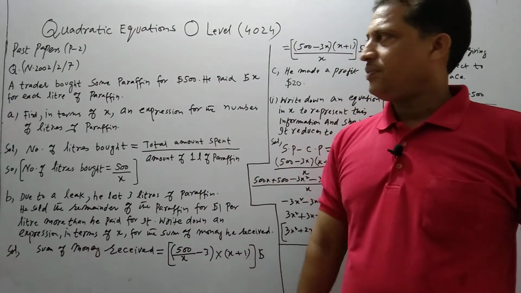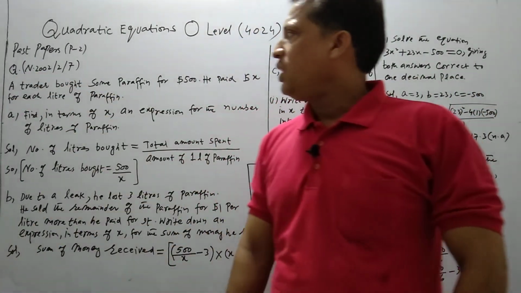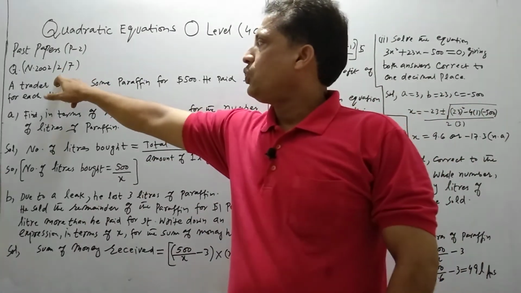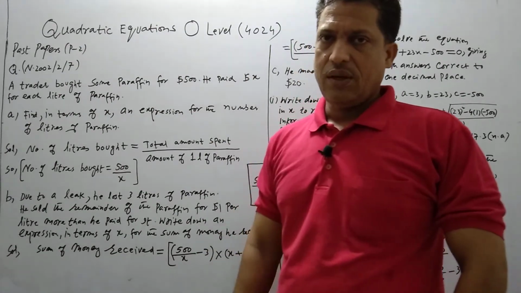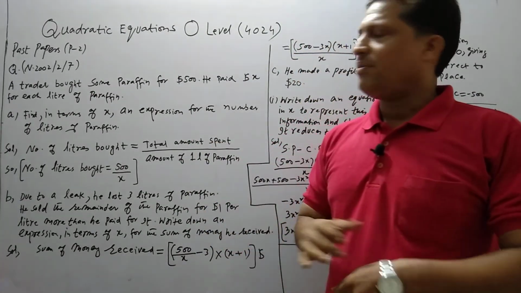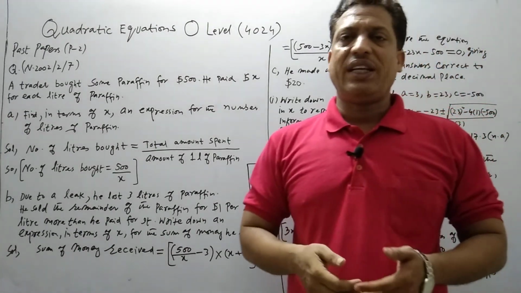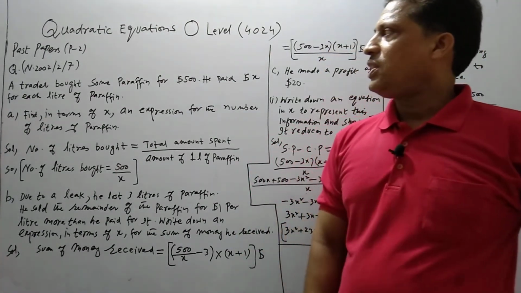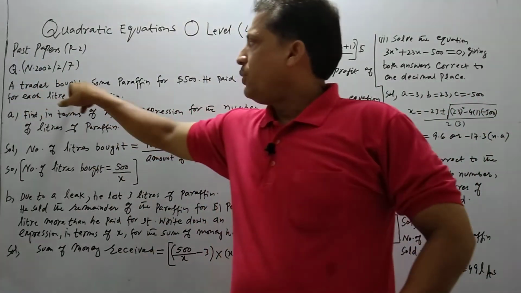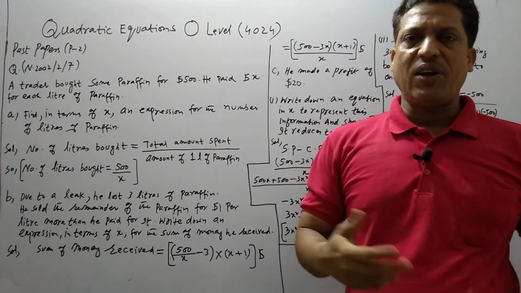See this question. I took this question from November 2002, paper 2, question number 7. More word problems always come in paper 2. Paper 2 means where calculator is not allowed. So see this question. A trader bought some paraffin. Paraffin is a kind of liquid.